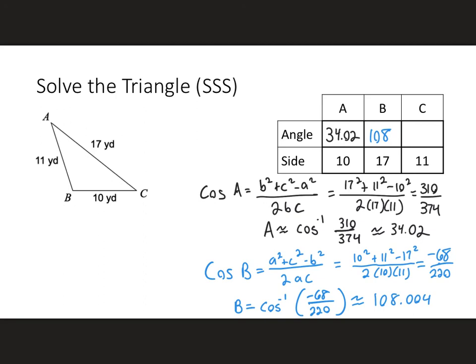All right, what do you think angle C is? Now, we could use the law of cosines one more time for angle C, and it would give us a very accurate answer, but I prefer just to subtract. So 180 minus 34 minus 108 is approximately 38 degrees. And going back to our first one, let's just pull off the 0.02 just for consistency. So angle A will be 34 degrees, angle B will be 108 degrees, and angle C is 38 degrees.